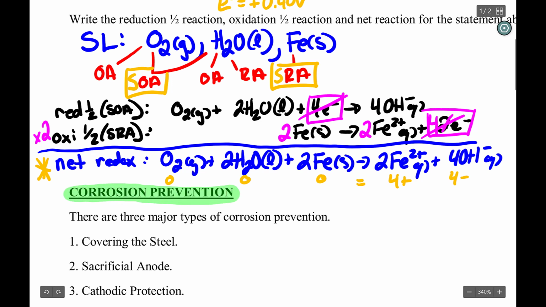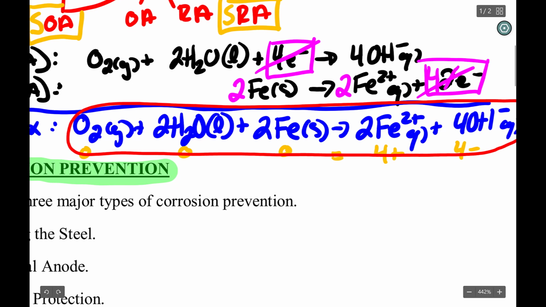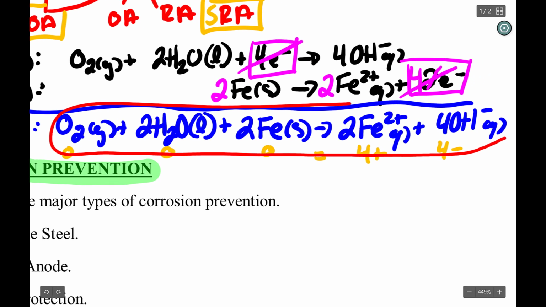And to be honest with you, the easiest way we can talk about stopping corrosion is to actually focus in on this net reaction. So let's look at the reactants first.